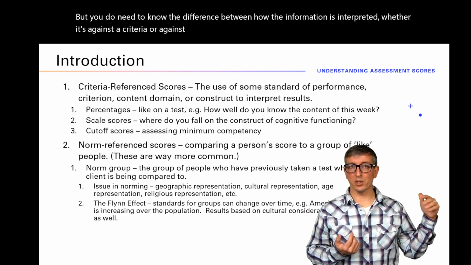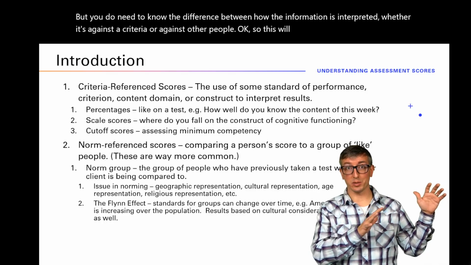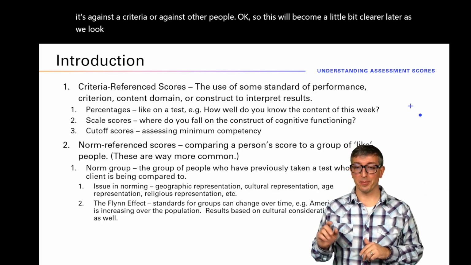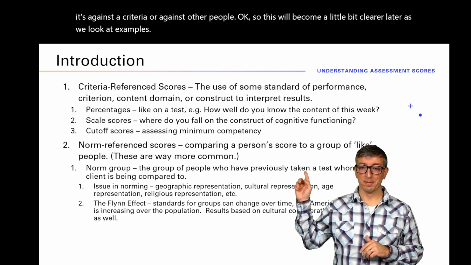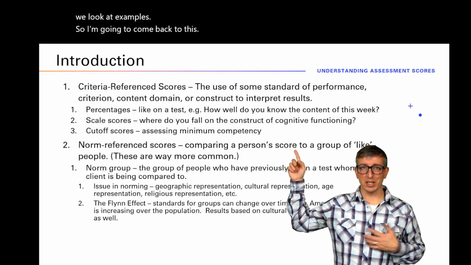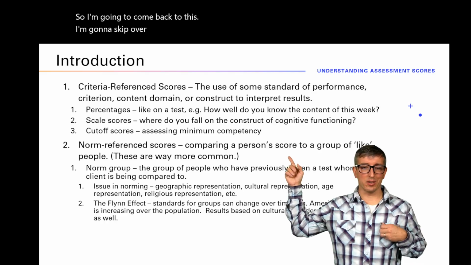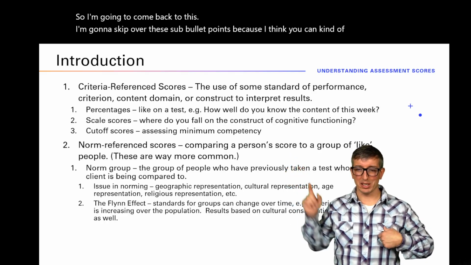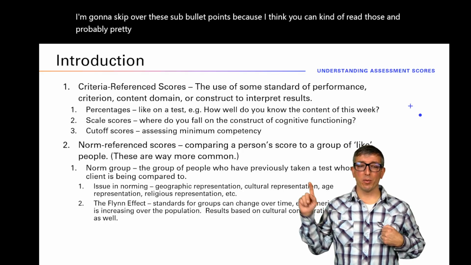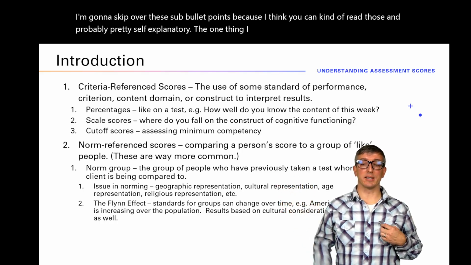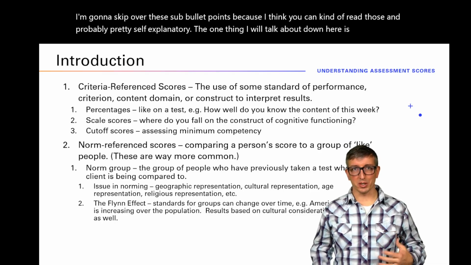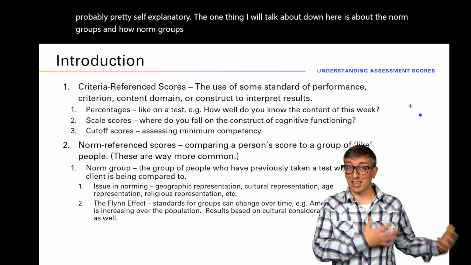Okay, so this will become a little bit clearer later as we look at examples. So I'm going to come back to this. I'm going to skip over these sub bullet points because I think you can read those and they're pretty self-explanatory. The one thing I will talk about down here is norm groups and how norm groups are created. We referenced it in class last week.